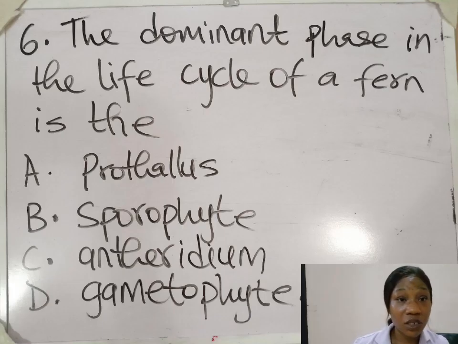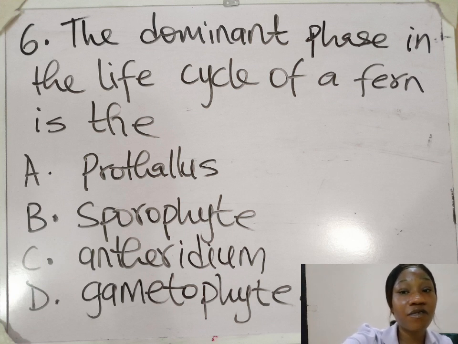Now the next question says that the dominant phase in the life cycle of a fern plant is the... Where is the fern plant found? It is a plant that is regarded as a vascular plant. It is found under the pteridophytes. But remember that it is a vascular plant that doesn't have seed. Do you understand?